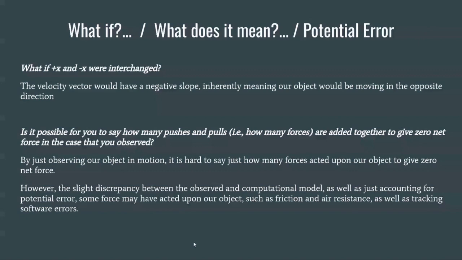Next question: is it possible for you to say how many pushes and pulls are added together to give 0 net force in the case that you observe? Really, in this case, just observing our object in motion, it's nearly impossible to say how many forces act upon our object to give 0 net force. But we start looking at some potential errors. We look at our discrepancies here. We could conclude that there may have been some forces acting upon our object, maybe friction, maybe air resistance, or maybe there were just some errors in our tracker software, maybe in our video.